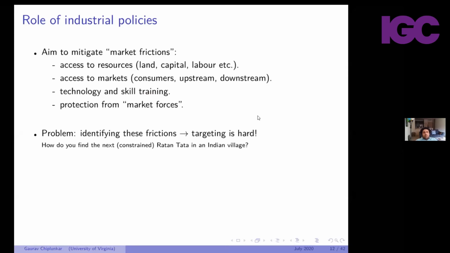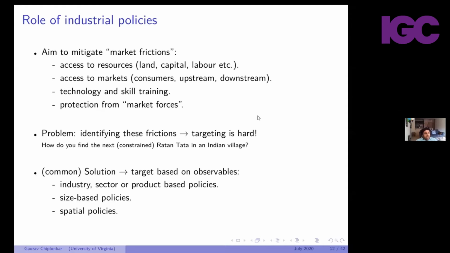If I literally go and survey 1,000 firms, or if I'm the government of whatever state, or the central government, I have to form a policy. I really want to target these market frictions, but I don't know where they exist. I don't know how to measure them. And so what usually happens is you target based on certain observable characteristics, for example, size.